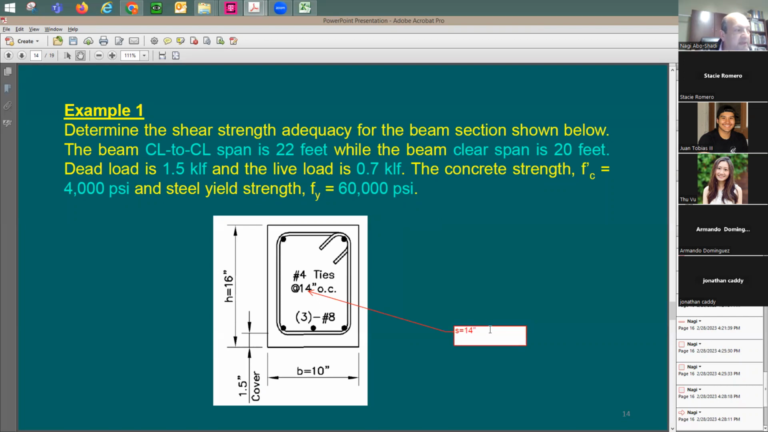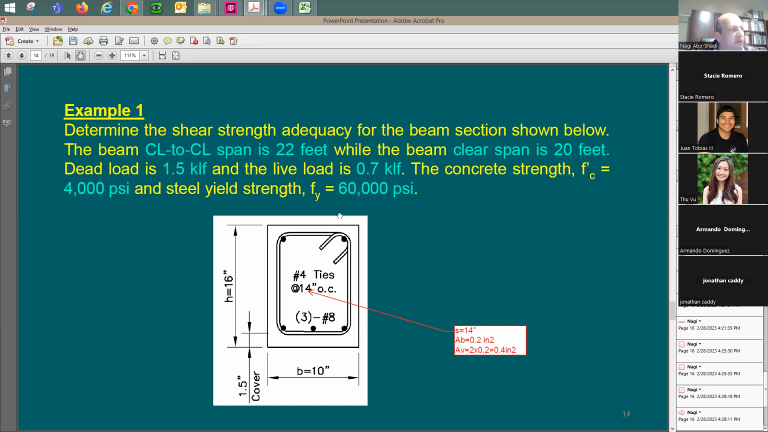Anything else? I'm going to say yes. What is A sub B for each one of these number 4? I'm going to say A sub B equals 0.2 square inches, for just one bar. A sub B for one bar. How about A sub V? I'm going to say A sub V is going to be 2 bars because it's going to be 2 vertical bars. 2 times 0.2 is going to be equal to 0.4 square inches.